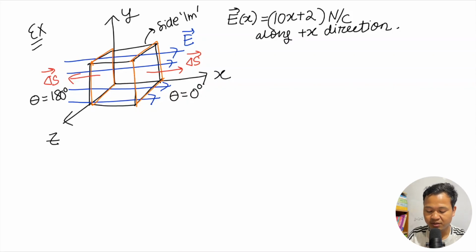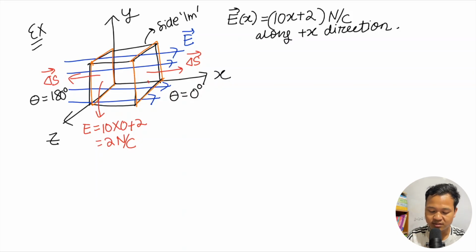And one more very important thing: the electric field is constant here. So at the left face, the electric field depends on the x value. The left face passes through the origin, so x equals 0. If you put x equals 0, what will you get? Here I will have 10 into 0 plus 2, that means 2 Newton per coulomb. The left face electric field is 2 Newton per coulomb.